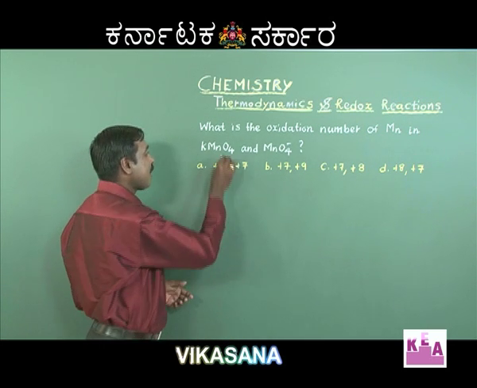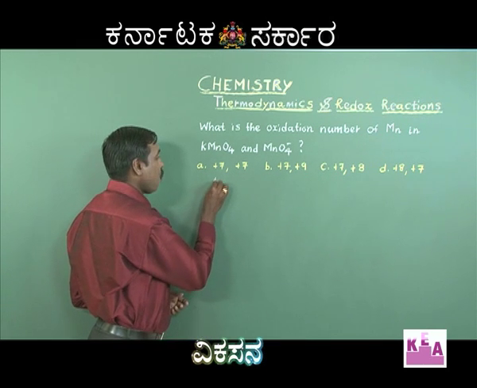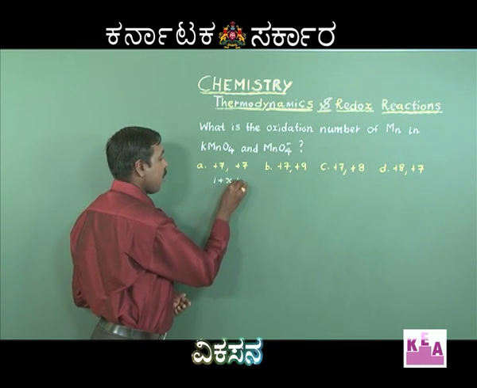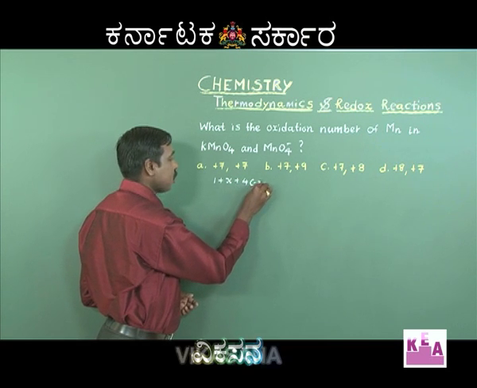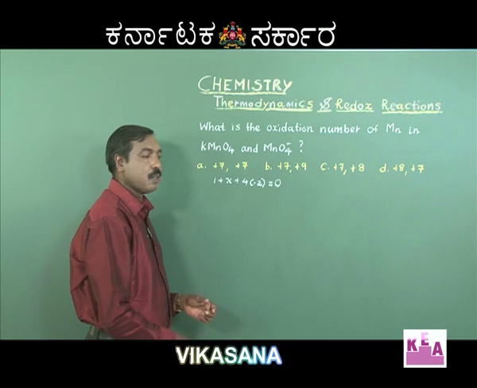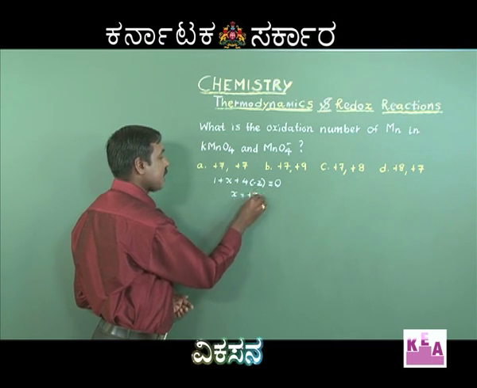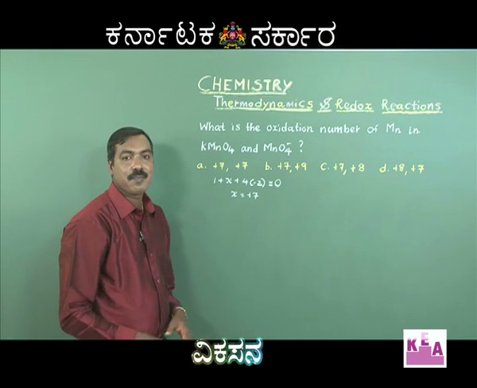Therefore, to calculate the oxidation number of manganese in KMnO4, it is 1 plus X plus 4 times -2. I mentioned the rule: the sum of the oxidation numbers is equal to 0. Therefore, I will get X is equal to +7.